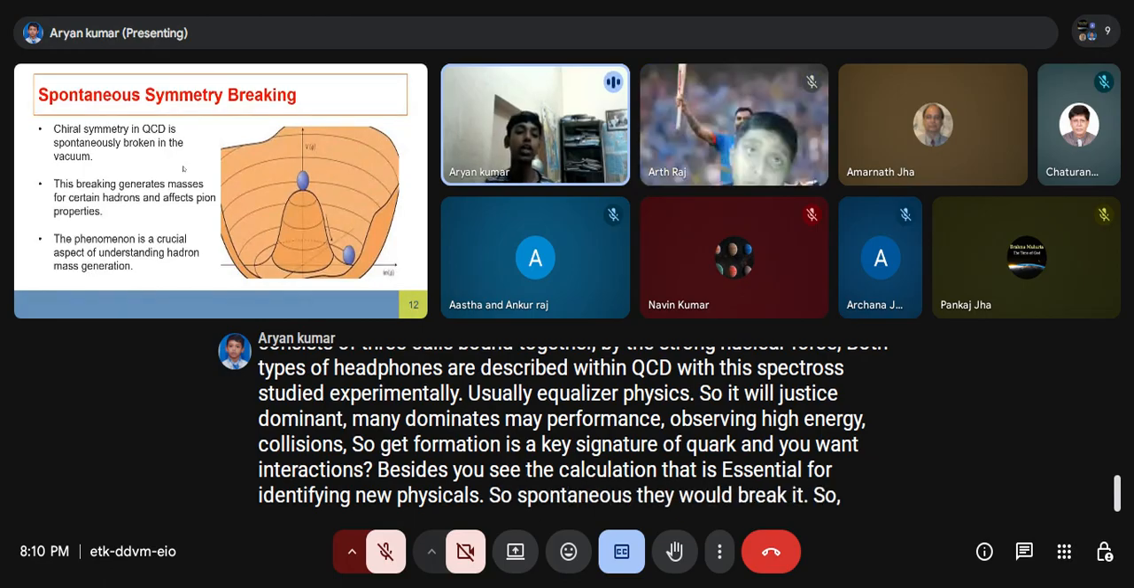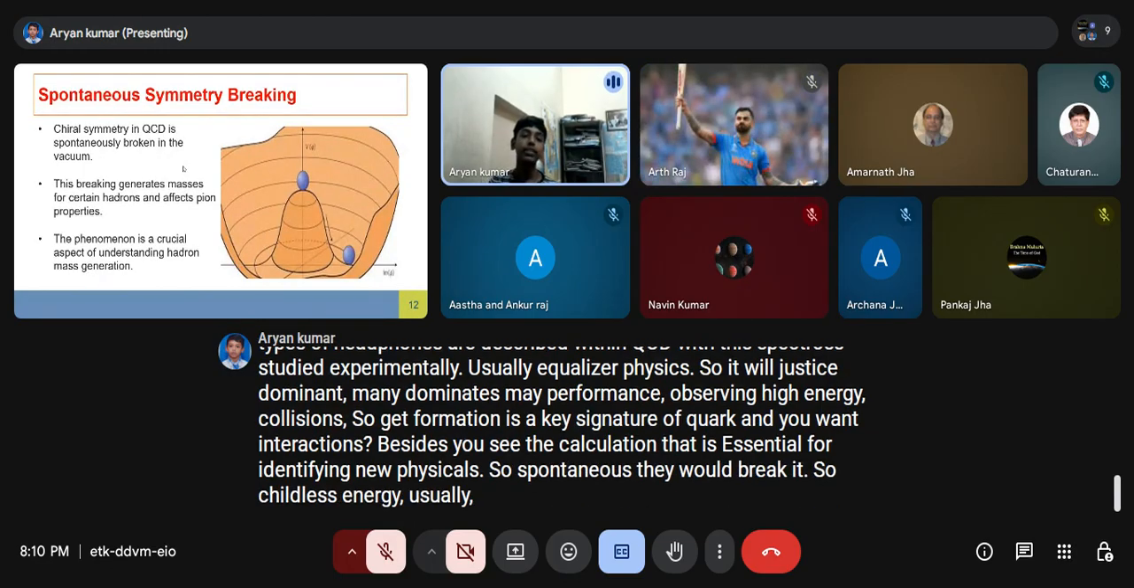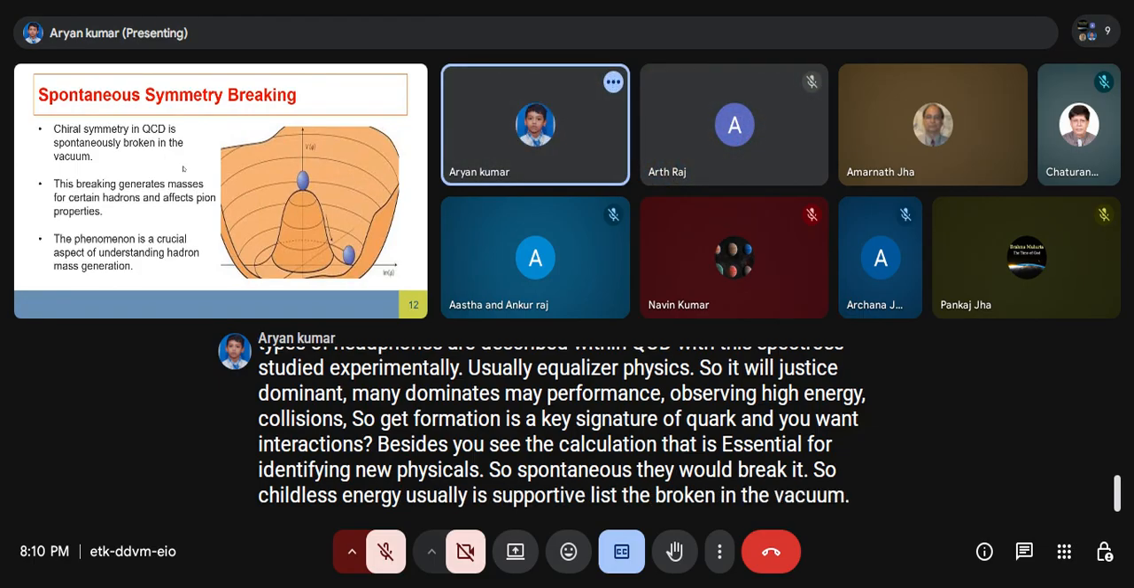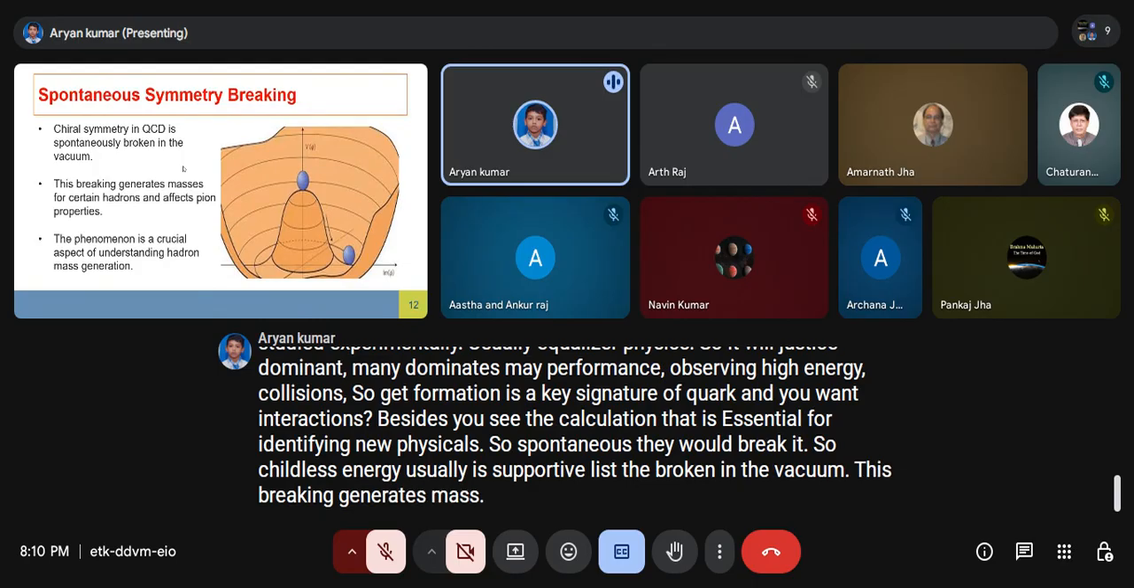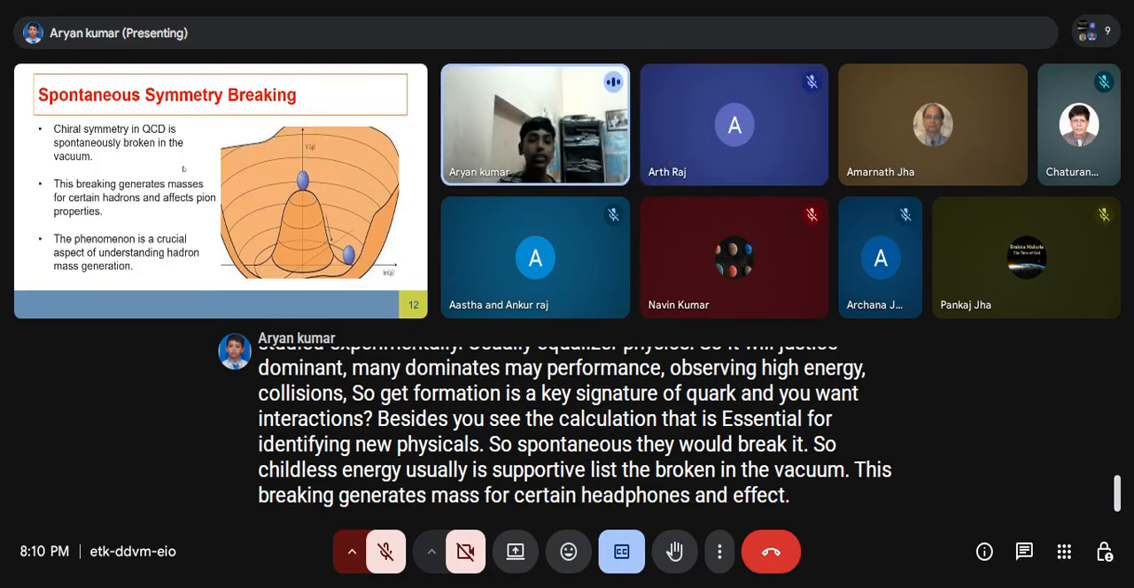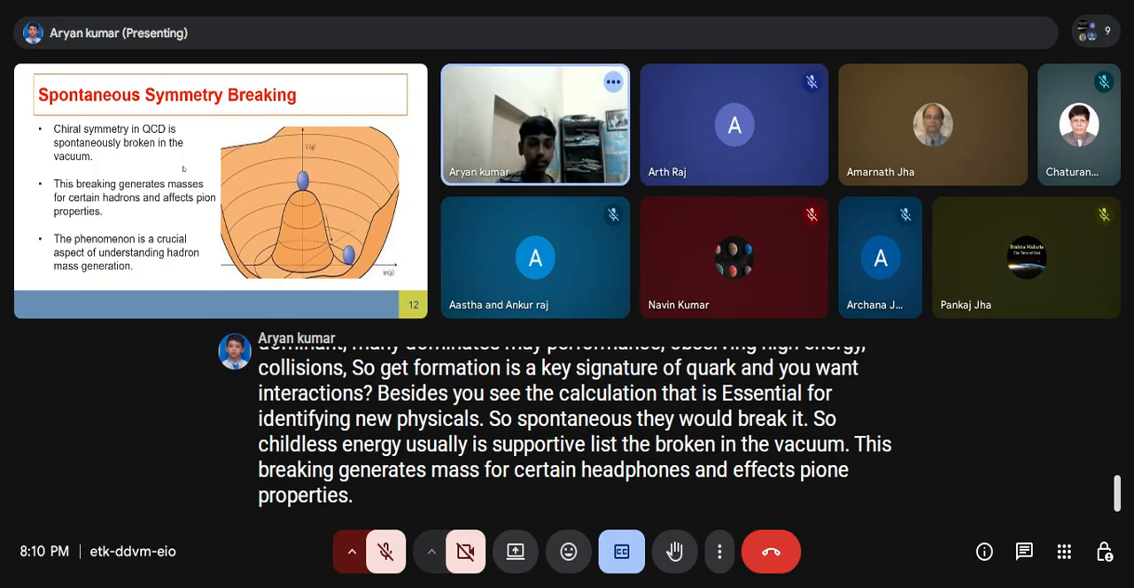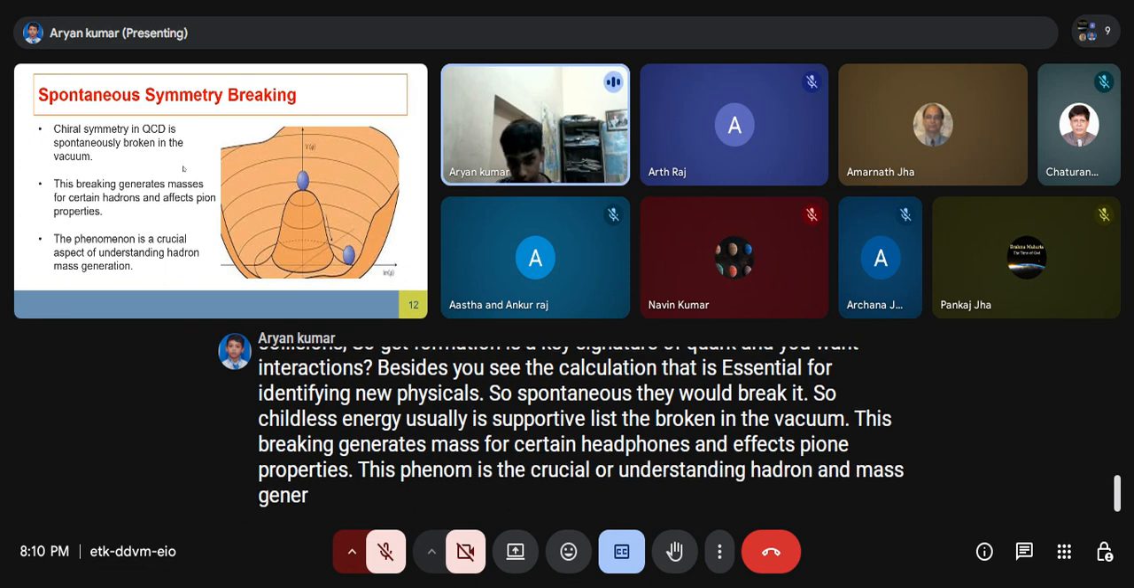Spontaneous symmetry breaking. Chiral symmetry in QCD is spontaneously broken in the vacuum. This breaking generates mass for certain hadrons and affects pion properties. This phenomenon is crucial for understanding hadron mass generation.